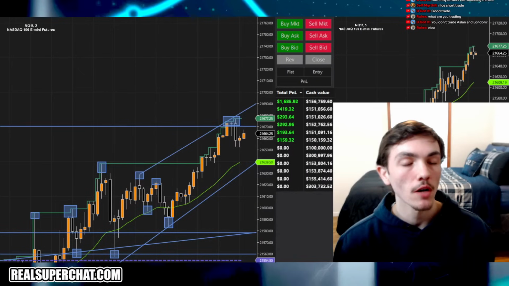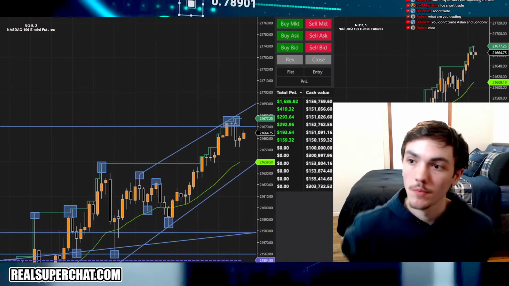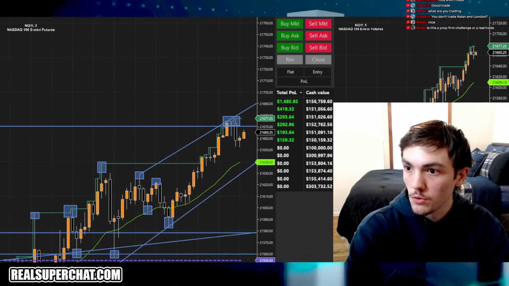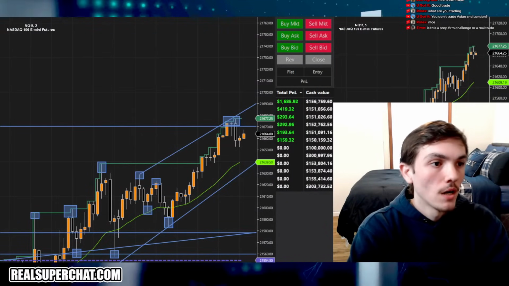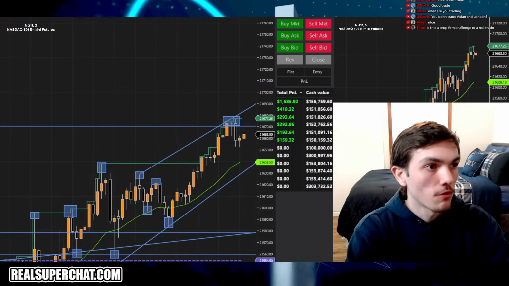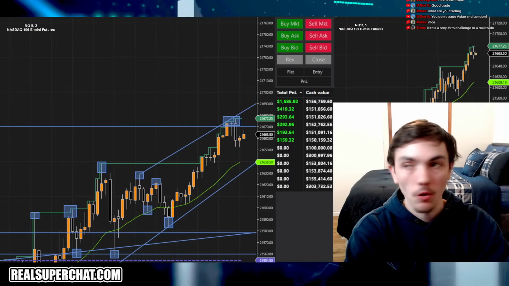Very solid. We still got the funded account to trade. I've been a little hesitant to trade that today. I haven't liked the structure so far today. Could throw it in short here.